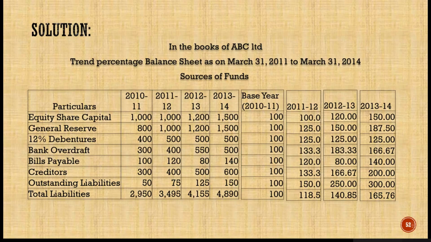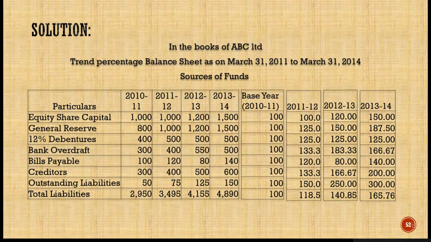Next is bills payable: 100, 120, 80, and 140. That means fluctuations are there. Then creditors: 100, 133, 166, 200. Increasing trend is recorded by the creditors balance. Outstanding liabilities, again it is increasing: 100, 150, 250, 300. So we can say that outstanding liabilities also show increasing trend.